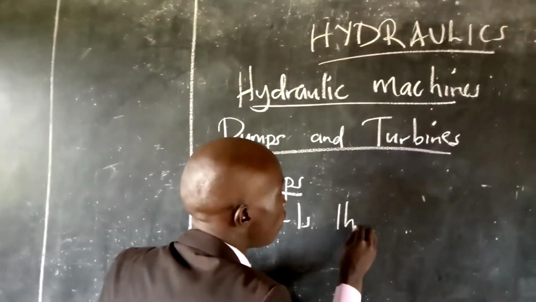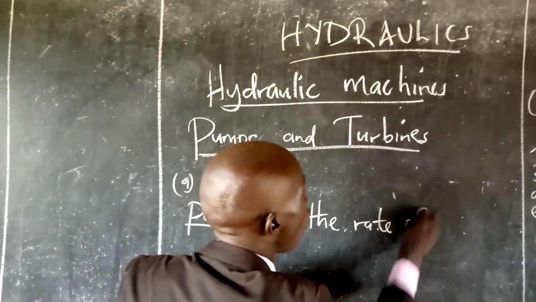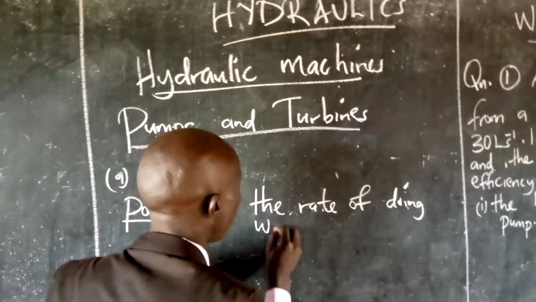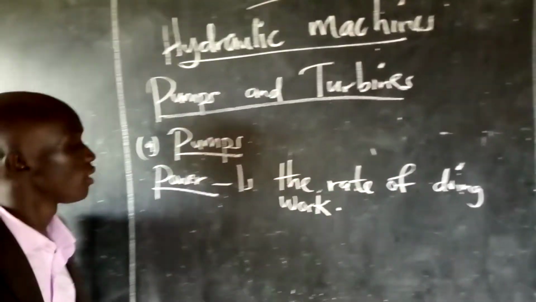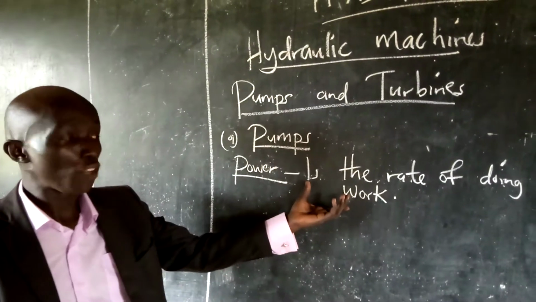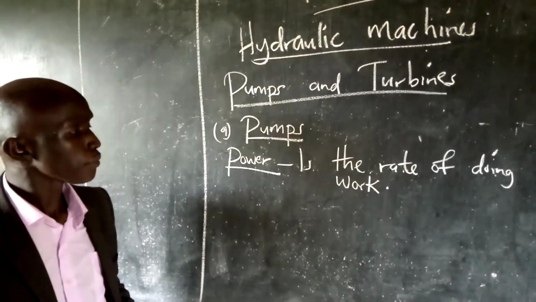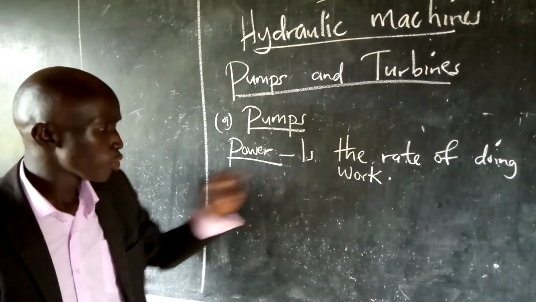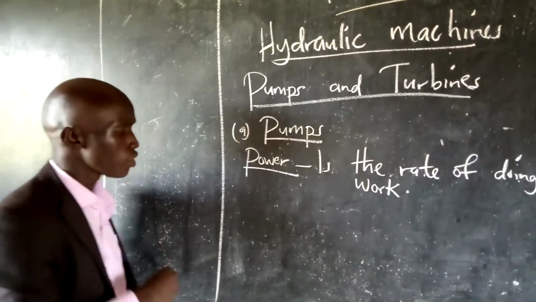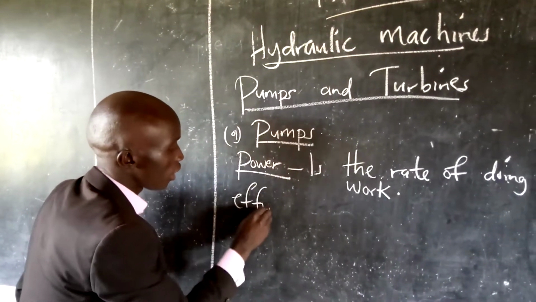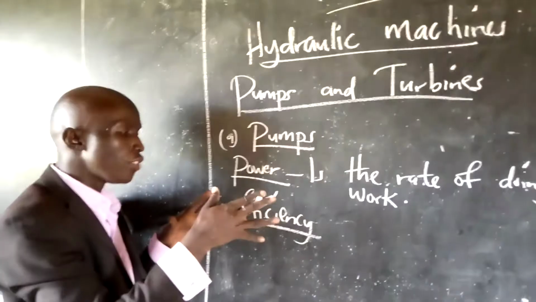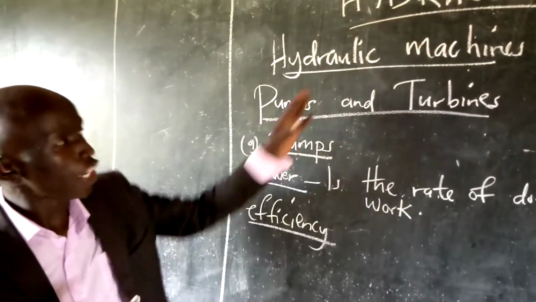Power is the rate of doing work. You get? So under power, we're going to talk about power output and power input. That means you introduce another concept called efficiency. And this is now the first formula you should master under hydraulic machines.